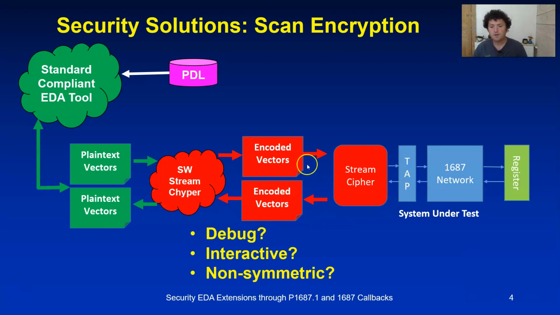This means that you have one additional step in your flow, which might be a problem for debugging, or if you need some interactive way, or even if you are non-symmetric, so you don't have everything that is protected, but you need some part protected and some not. So this works, but it needs some custom code to make it happen.